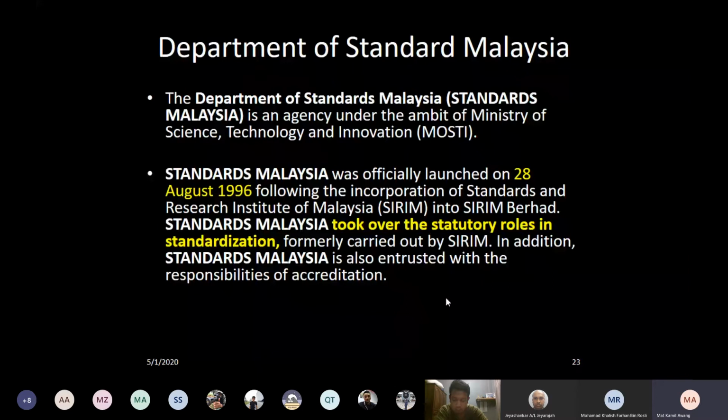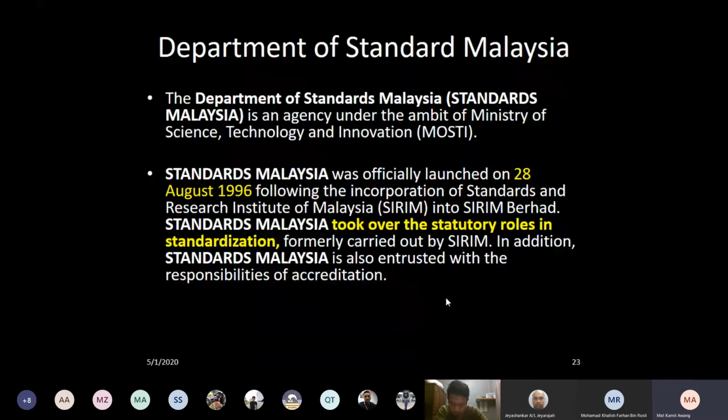So now Standards Malaysia took over the statutory role of standardization, which was carried out by SIRIM. And SIRIM is doing the role of technology transfer, testing, and whatnot. But in reality, the Department of Standards actually outsources to SIRIM the standards development and whatnot.